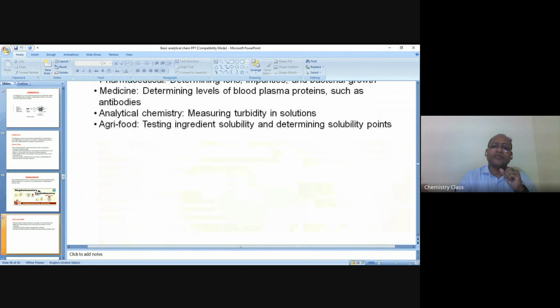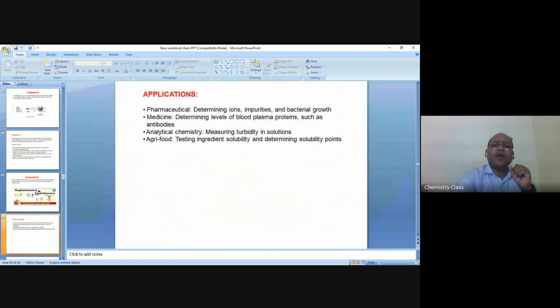So this is the process, 90-degree detector. Now if you come to the application part of nephelometry: in pharmaceuticals, determining ions, impurities, and bacterial growth. In the medicine industry, determining the level of plasma proteins such as antibodies. In analytical chemistry, measuring turbidity in solutions. In agriculture and food, testing ingredient solubility and determining solubility points. So these are the applications of nephelometry.